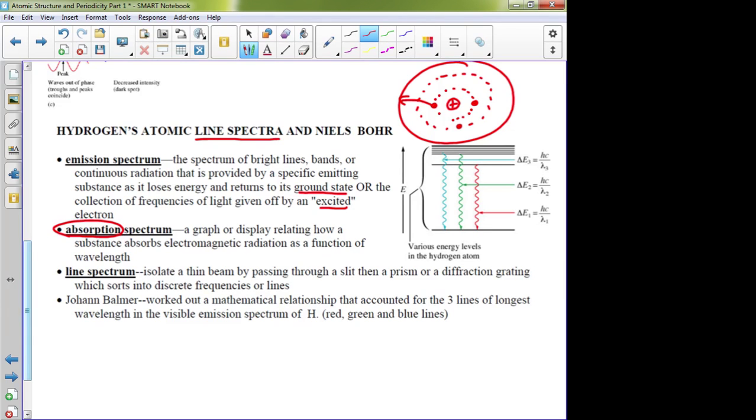So it jumps up. Here's some more physics for you. What goes up must come down. So the electron that jumped up is eventually going to what? Come right back down. That leads us to the emission spectrum. When the electron jumps back down, we actually see that happen. How do we see it? We see it happen in the form of color and light.